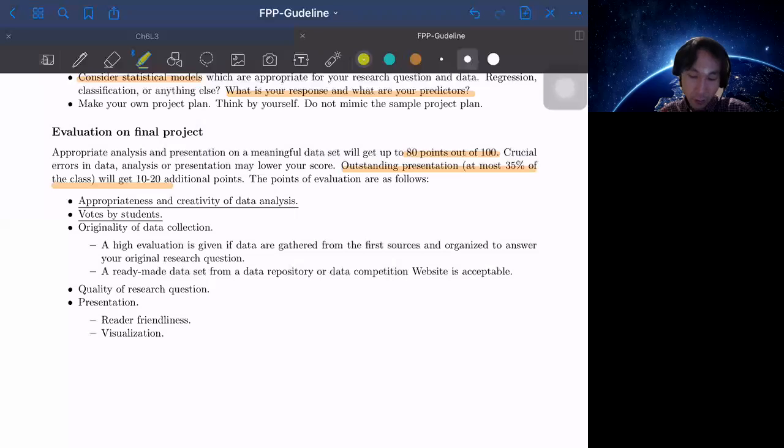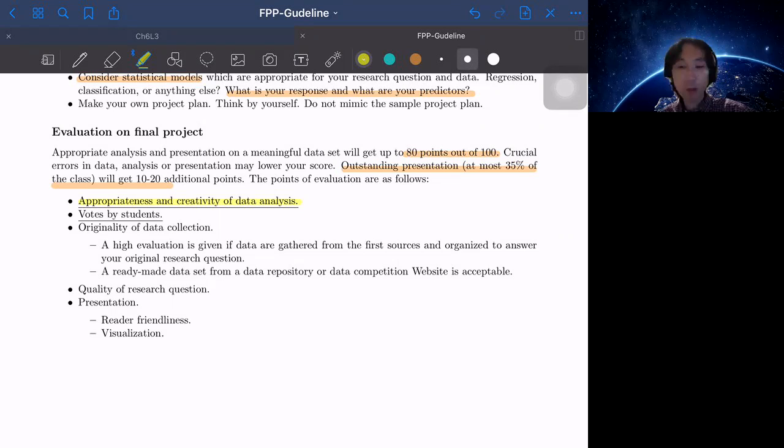So there are two important points, in addition to the quality of the presentation. One is the quality of data and the appropriateness of the data and methodologies. If you use original data, I mean, you get the data from the original data source, and if it's creative, then you have a higher chance to get the bonus credits.